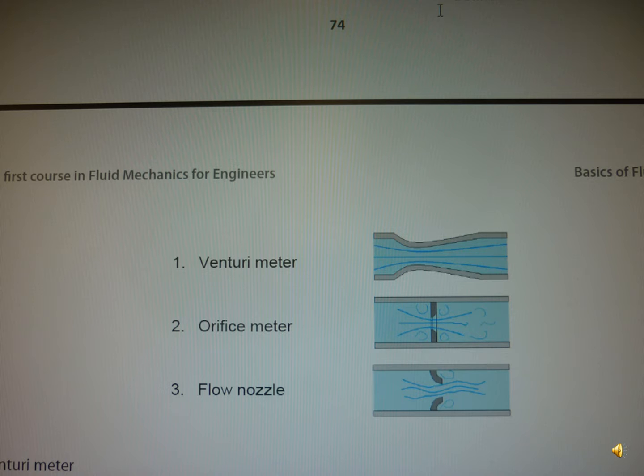There is a kind of hydraulic equipment. There will be a venturimeter, orifice and the flow nozzle. You can see the diagram of venturimeter, orifice and flow nozzle.